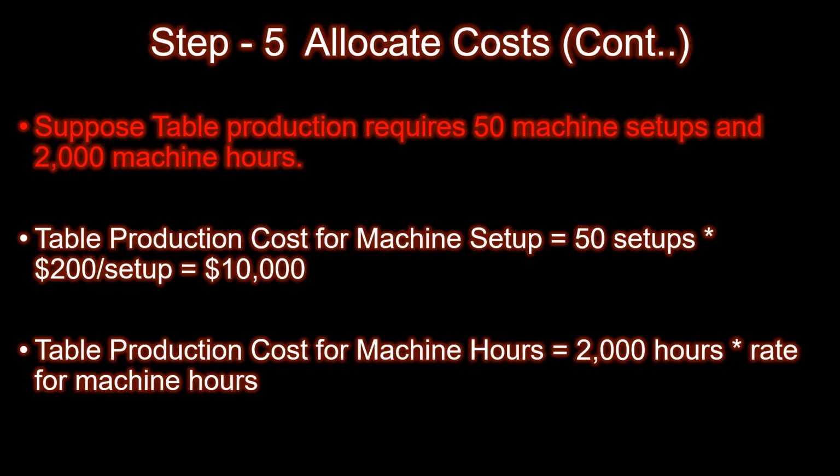The allocation of cost for chair production was explained in the previous slide. Now this slide is explaining the cost allocation for table production. Suppose table production requires 50 machine setups and 2000 machine hours. The table production cost for machine setup is equal to 50 setups multiplied by $200 per setup. Total amount comes to $10,000. Table production cost for machine hours is equal to 2000 hours multiplied by the rate for machine hours.